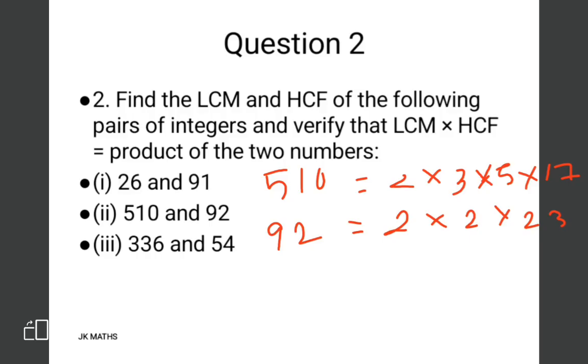So now to find HCF, we should look for the common factor. Here in both numbers we have a common number, 2. So this will be your HCF.